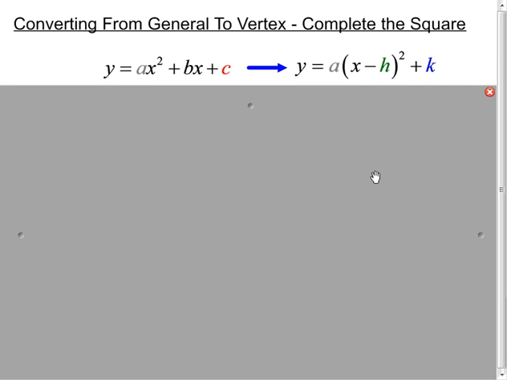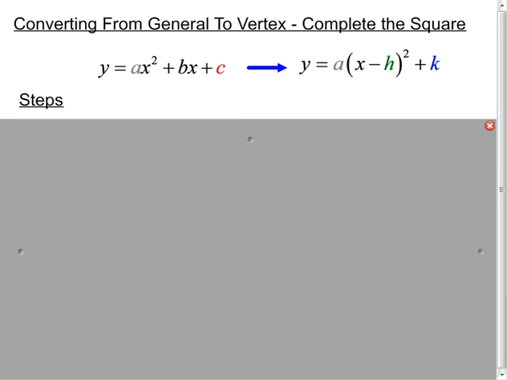Okay, we're going to continue to work with quadratics in this video. We're not going to be making graphs, but what we're going to do is convert from the general form of the quadratic to the vertex form of the quadratic, and we're going to employ a technique called completing the square. A little more specifically, we're going to go from the general form, which is y equals ax squared plus bx plus c, to vertex form, which is y equals a times a quantity x minus h squared plus k.